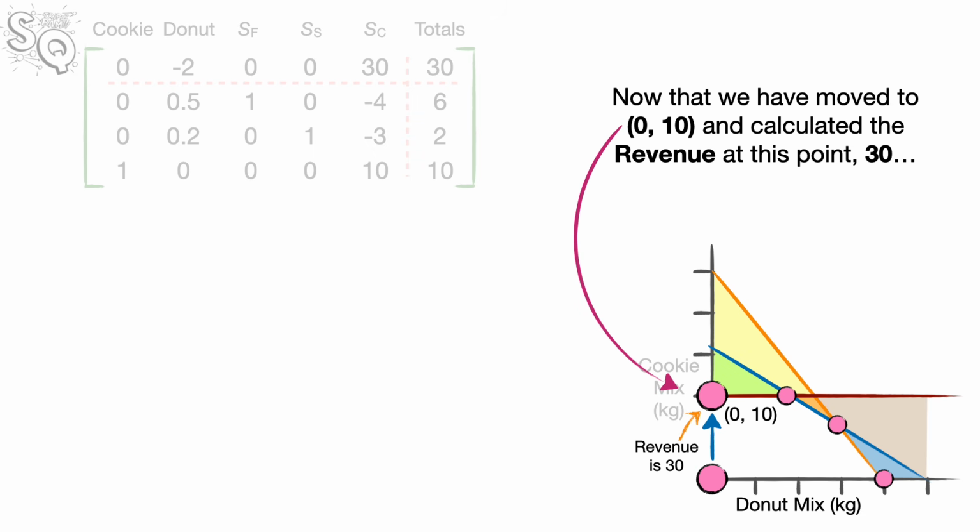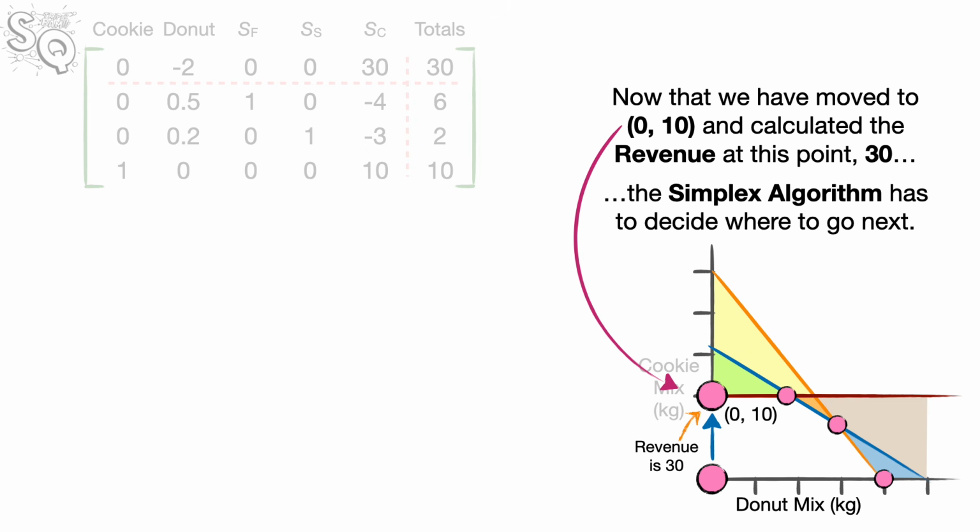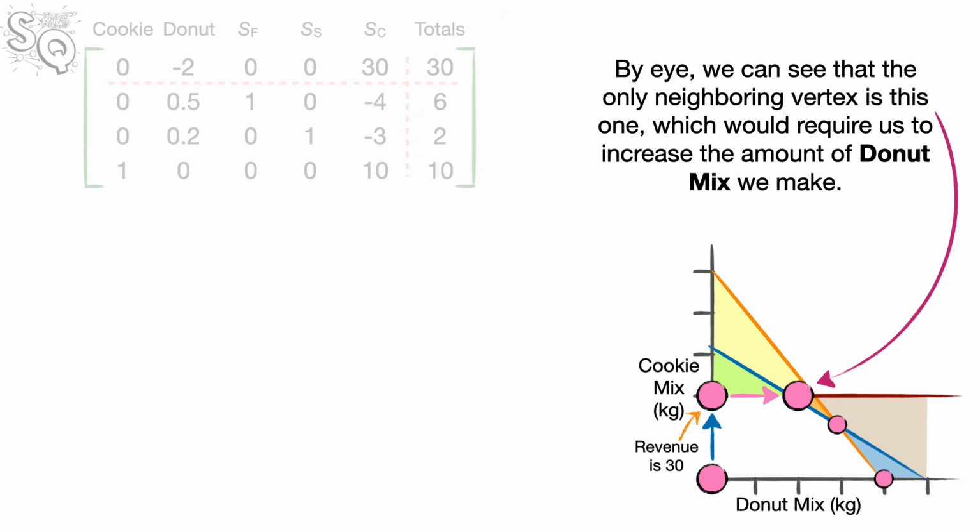Bam! Now that we have moved to 0, 10 and calculated the revenue at this point, 30, the simplex algorithm has to decide where to go next. By eye, we can see that the only neighboring vertex is this one, which would require us to increase the amount of donut mix we make.